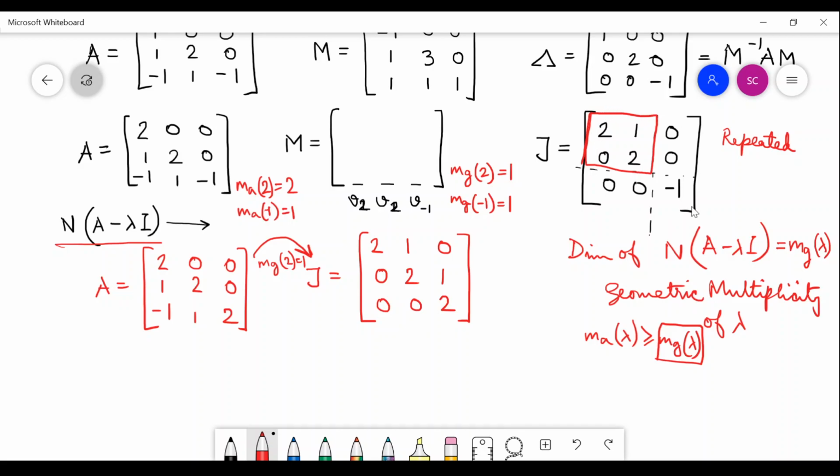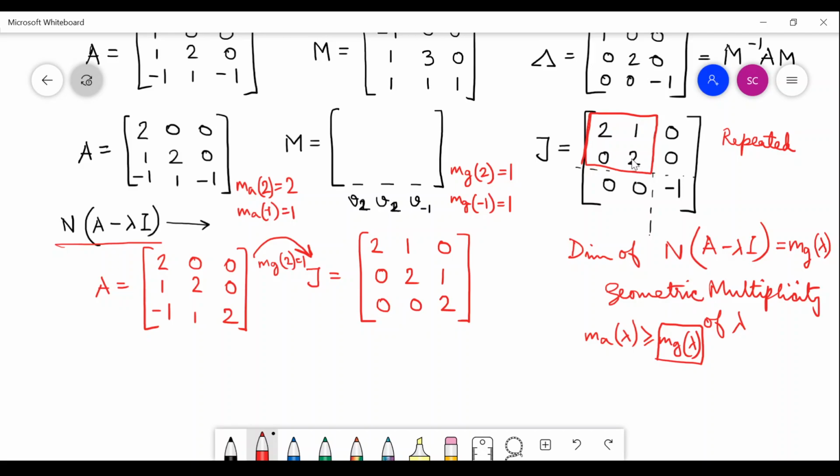How many Jordan blocks are there? We are only looking for Jordan blocks for the repeated eigenvalue. Since I have assumed here again that the geometric multiplicity of the repeated eigenvalue is 1, there is only one Jordan block for the eigenvalue 2. So I have written it like this, and I would also know the total size, how many eigenvalues I would have to place here.